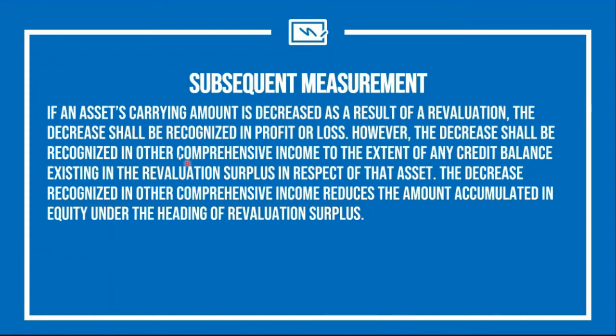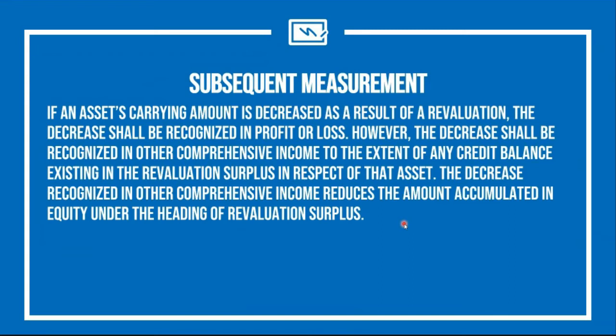Also, if an asset's carrying amount is decreased as a result of revaluation, the decrease shall be recognized in profit or loss also. However, the decrease shall be recognized in other comprehensive income to the extent of any credit balance existing in the revaluation surplus in respect of that asset. The decrease recognized in other comprehensive income reduces the amount accumulated in equity under the heading revaluation surplus. So what does this mean again?